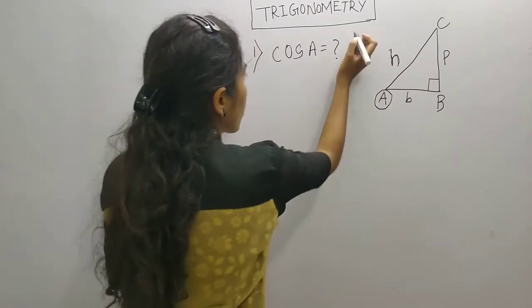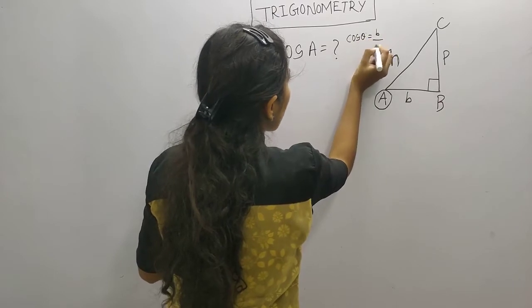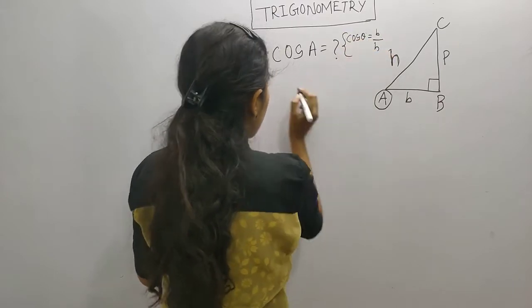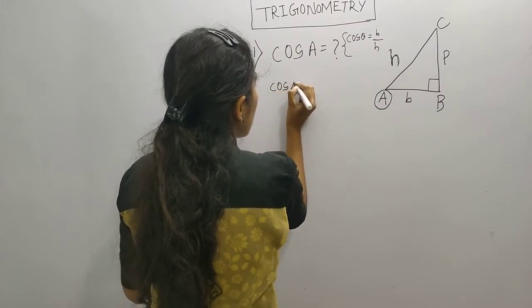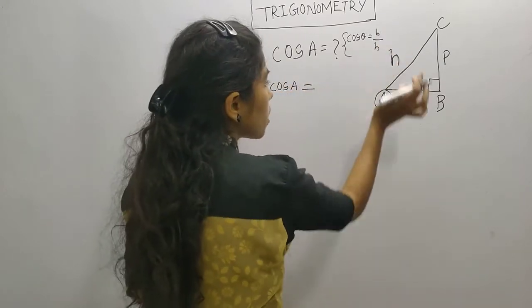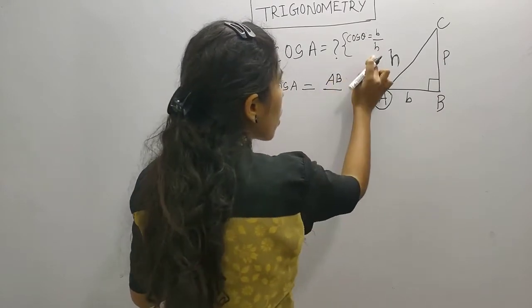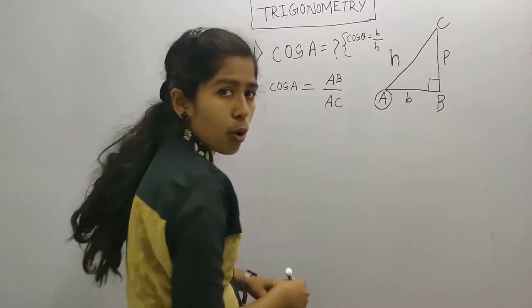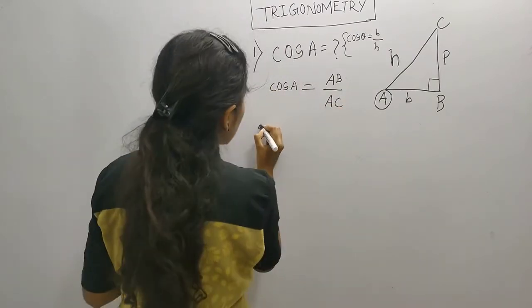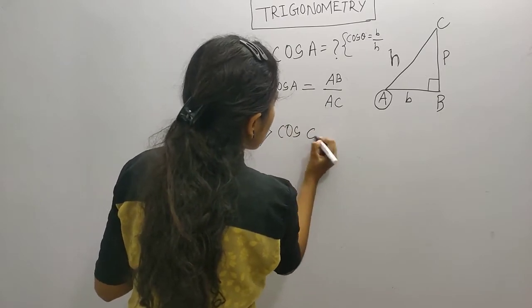So what is the cos theta formula? Cos theta equals B by H. Right? So cos A equals, what is the base? AB by, what is the hypotenuse? AC. Over. Next. Similarly, we will find cos C.